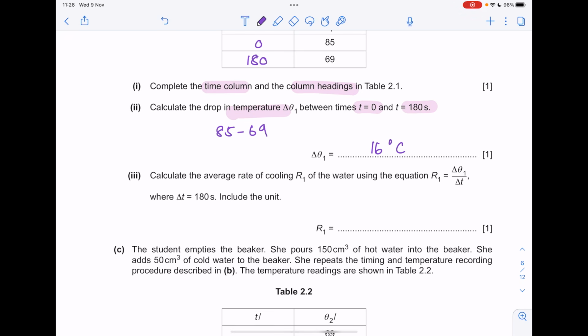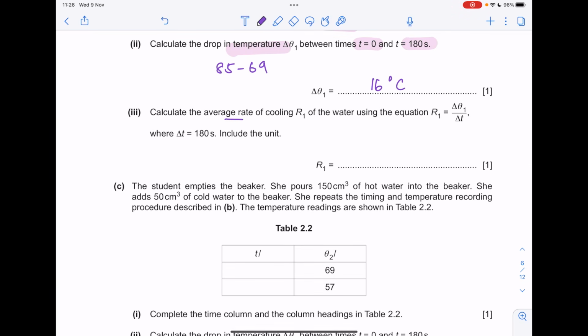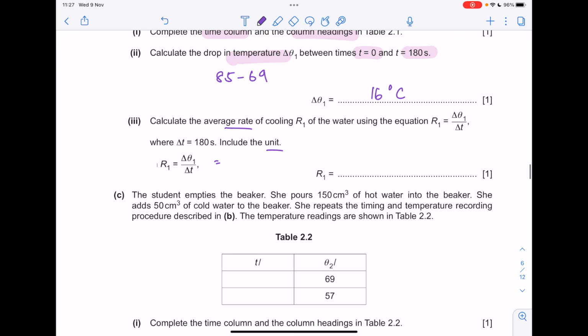That's 16 degrees. Calculate the average rate of cooling using this equation, where change in time is 180 seconds, include your unit. So we know our change in temperature was 16. Our change in time was 180 seconds. So our value here is 0.09 degrees Celsius per second.